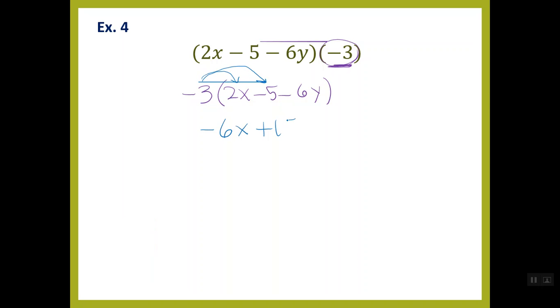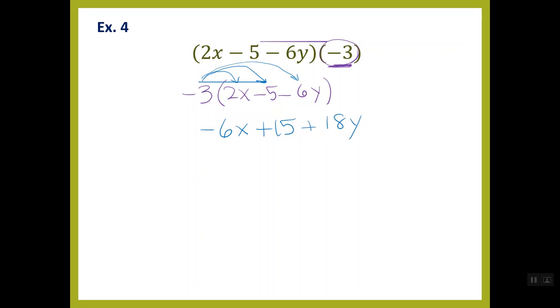So for those of you that are still a little shaky with your integer multiplication, you're going to have to get some control over that so that you don't get the problems wrong just because of the integer part. All right, now negative 3 times negative 6y. Negative 3 times negative 6 is positive 18. So we have positive 18y.